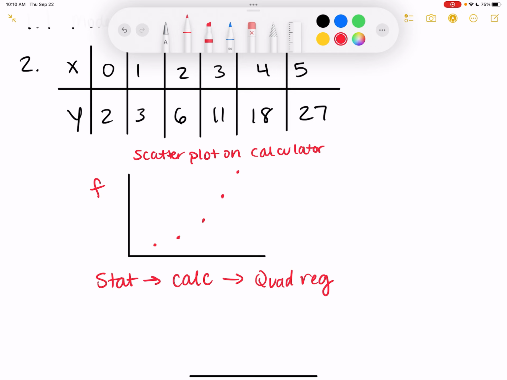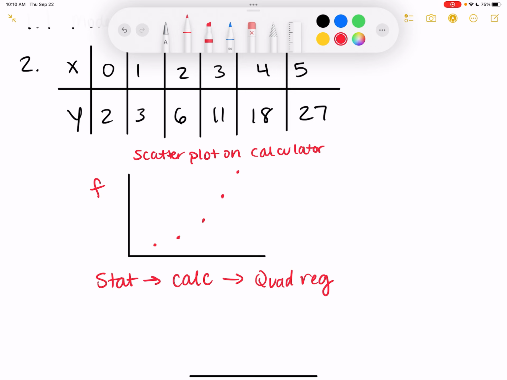Yours has quad reg and then parentheses though, right? No parentheses. It's just quad reg. Sometimes it puts a parenthesis, sometimes it doesn't. So what you're going to need to do, do I erase this Y1 that I just did? I don't know, because I didn't know I had to put the list in. Hold on, let me show you.